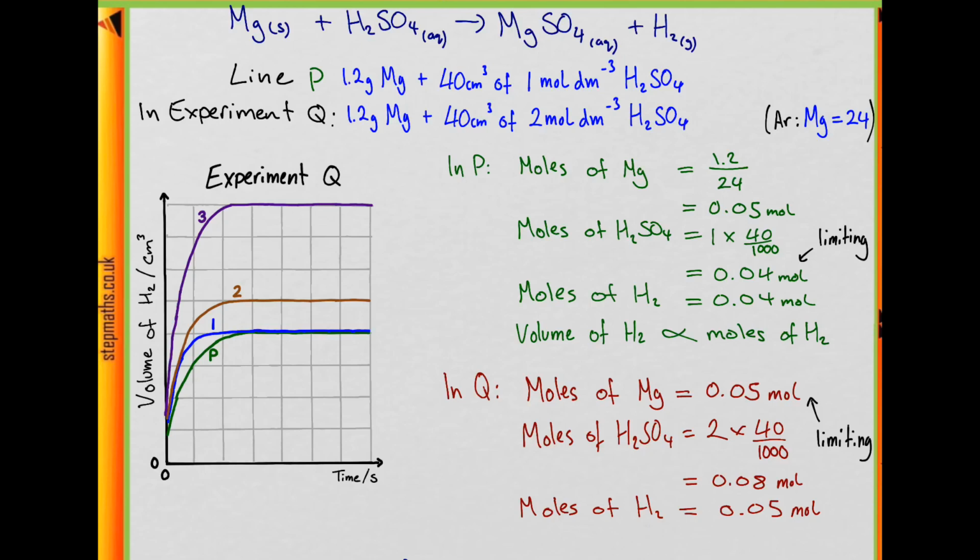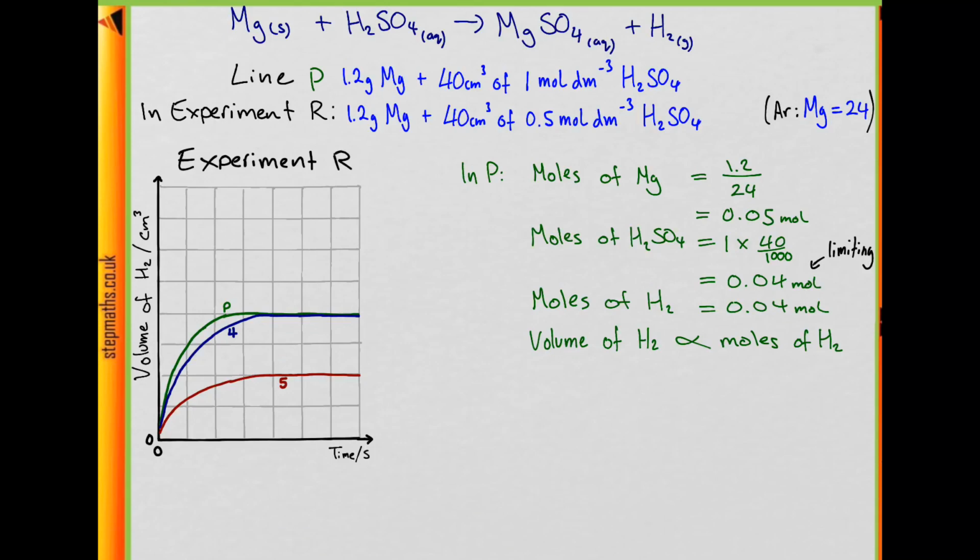So when we compare the moles of 0.04 in P and 0.05 in Q, we can see that there's a 25% increase in moles, so that means there's a 25% increase in the volume of hydrogen gas. So looking at our graph here, we can see that's line 2, that is our answer, as line 1 shows that there's the same volume of hydrogen gas, and line 3 shows that we've doubled the volume of hydrogen.